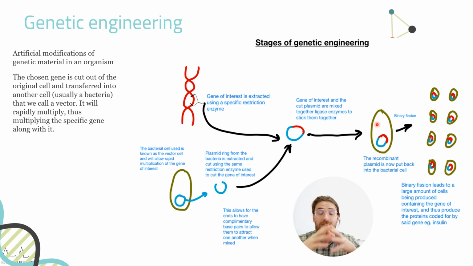This bacterial cell is then not only going to process that DNA, and therefore create that hormone, but it's also going to divide into more bacterial cells that are going to be genetically identical, and they're all also going to create proteins for that specific gene of interest. And this is what genetic engineering is.